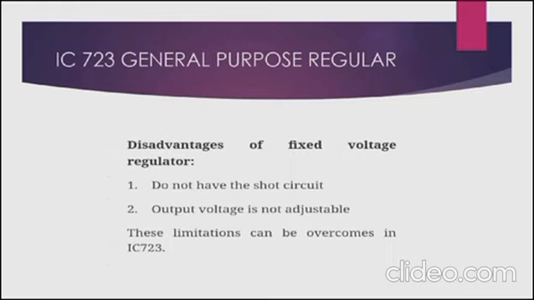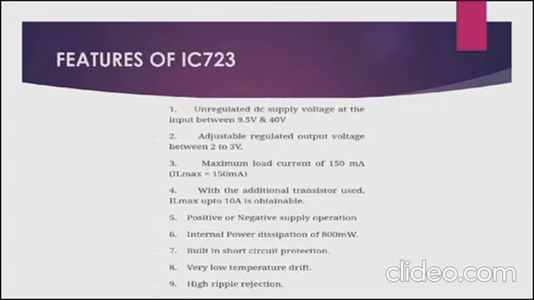I am here to explain about the IC723 general purpose regulator. Disadvantages of fixed voltage regulator: they do not have short circuit protection, and the output voltage is not adjustable. This limitation can be overcome in IC723. Features of IC723: it offers adjustable output from 3 volts to 37 volts. These ICs are used to make switching and linear regulators. It can supply 10 ampere output current with the help of an external pass transistor.